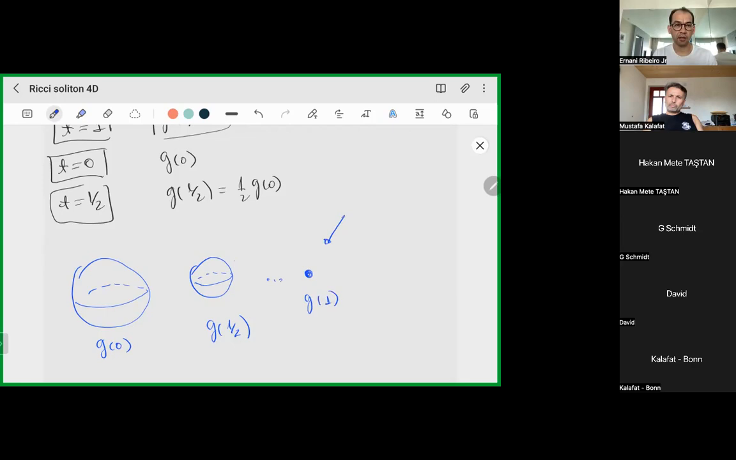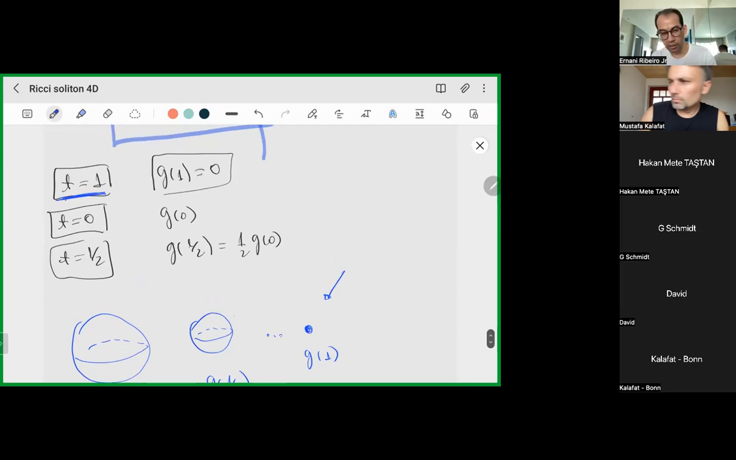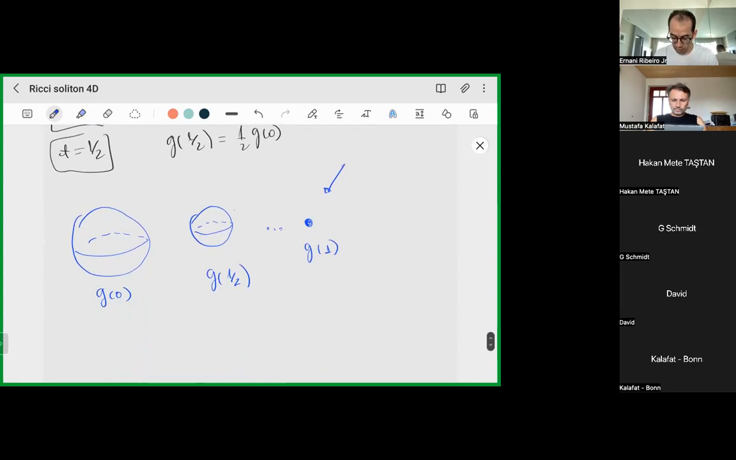In other words, along this process of the Ricci flow, we will develop a singularity in a finite time. At time equals 1, the finite time, I obtain a singularity along the Ricci flow. We obtain a singularity in a finite time.